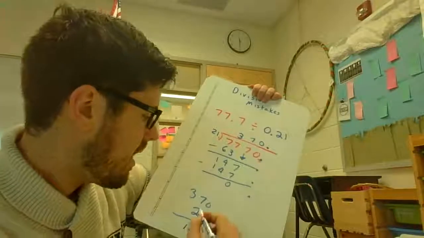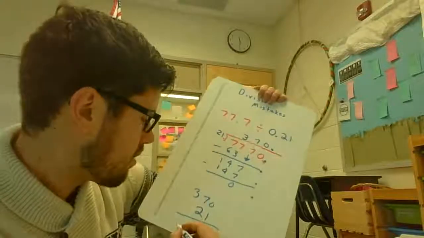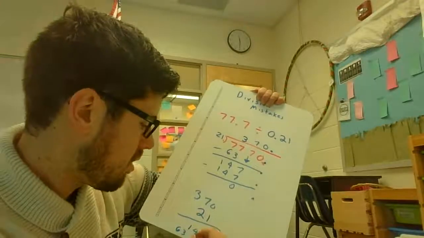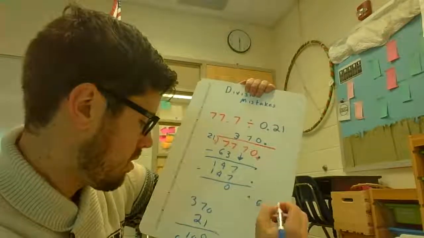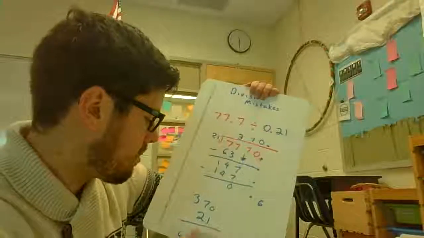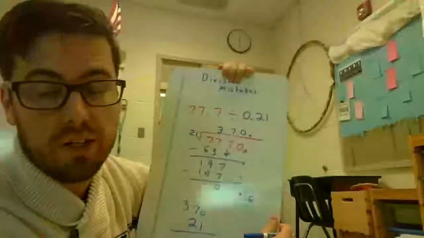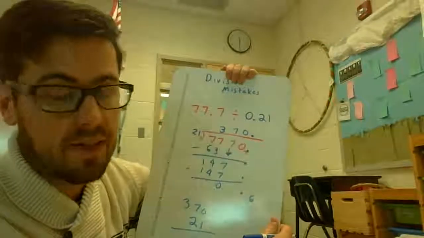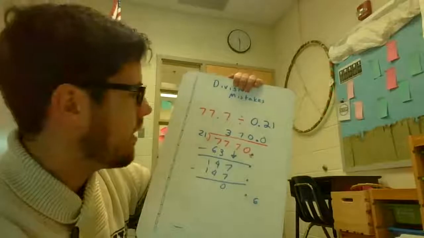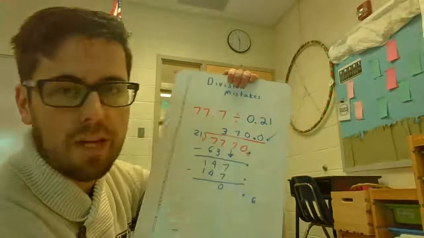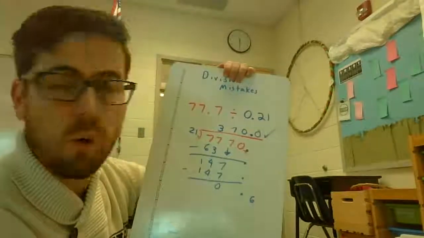147, excuse me, and 21 times 3 is 63. So, and if we add that all up, oops, I must have made a mistake somewhere. I can use a calculator to check myself, and it does work out. It makes 370. Okay, there's nothing after the decimal. It divides evenly, and we can say that we have found our quotient.